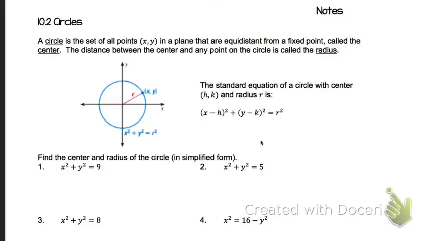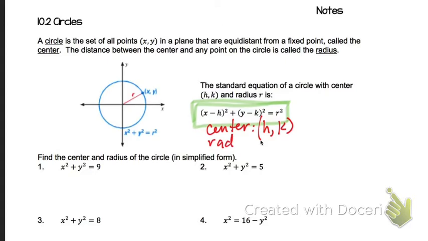Okay, 10.2 circles. So the general formula for the circles. This is the vertex form. Sometimes you'll see it called standard form, but I call it vertex form. Where we have our center at (h, k). So the center is located at (h, k). And remember, we take the opposite sign.